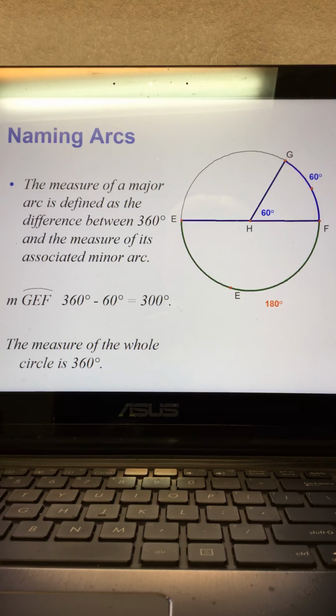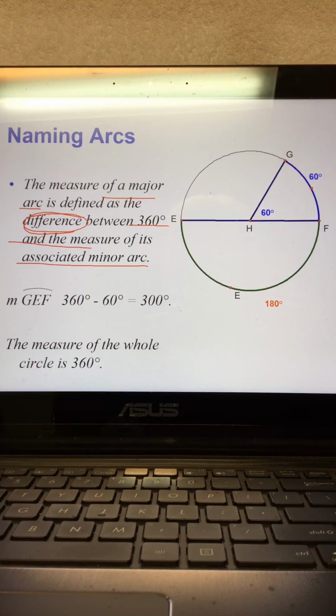Now, what about the measure of a major arc? I think the minor arc's easy to understand. The semicircle is easy to understand. But how do we find the measure of a major arc? The measure of a major arc is defined as the difference. That means you're going to be subtracting something. The difference of 360 and the measure of the minor arc that's associated with it.